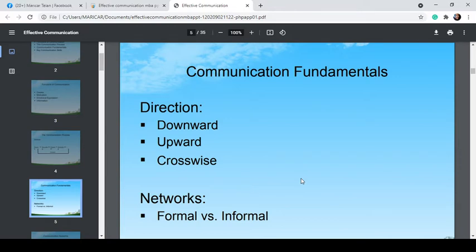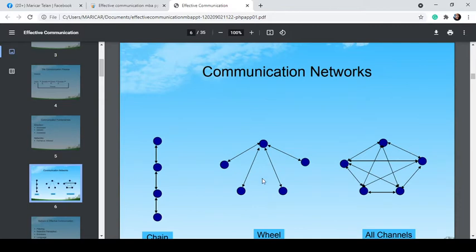For example, formal: I'm going outside. For informal, gogora na itech. So that word is informal. In formal, it is easier to understand because it is the traditional, classical way of communicating. For informal, it is not the classical way. So these are the networks of communication.